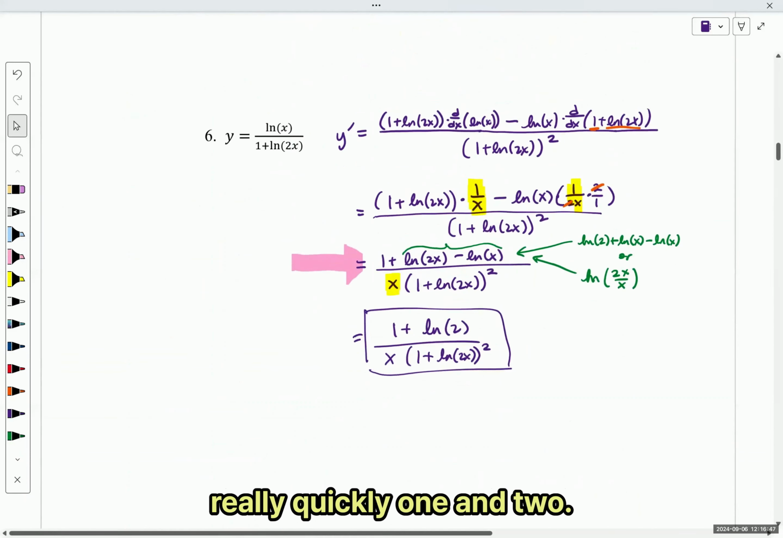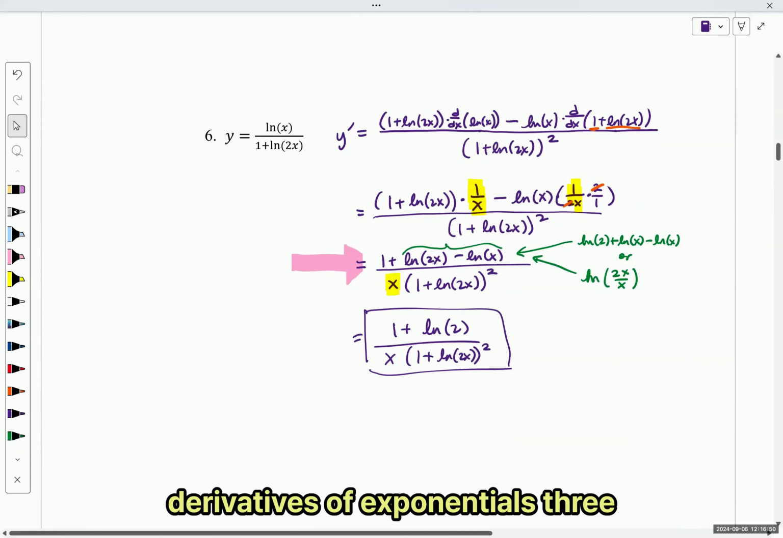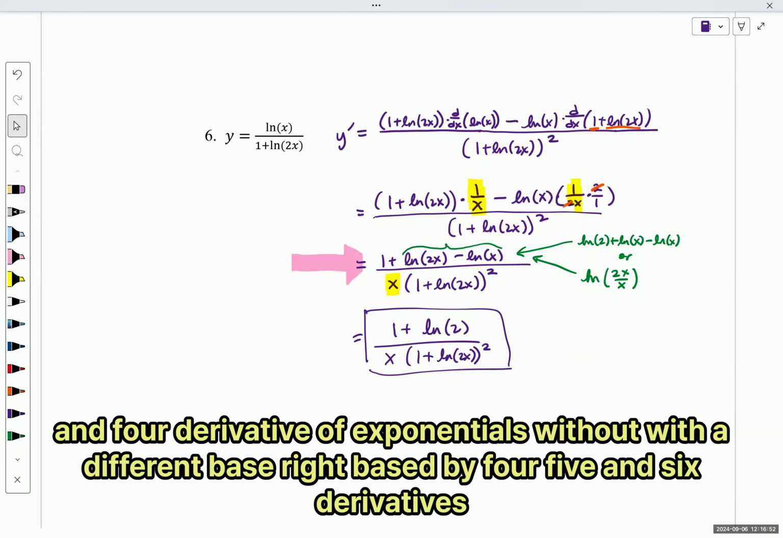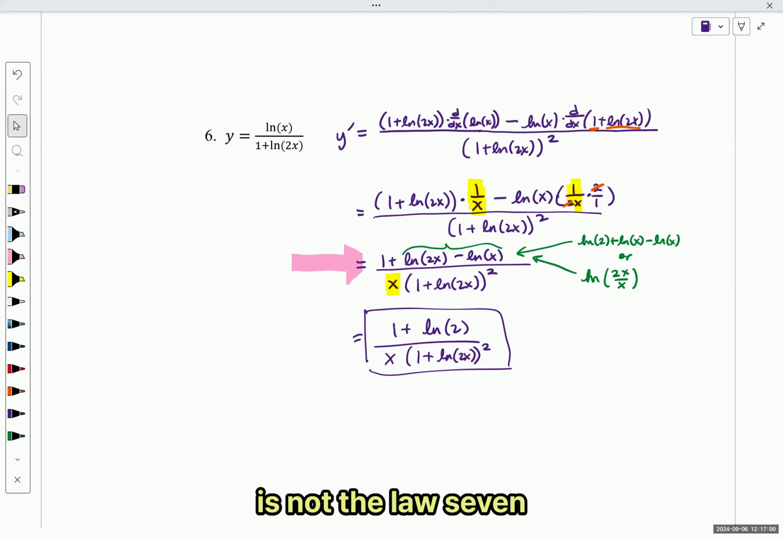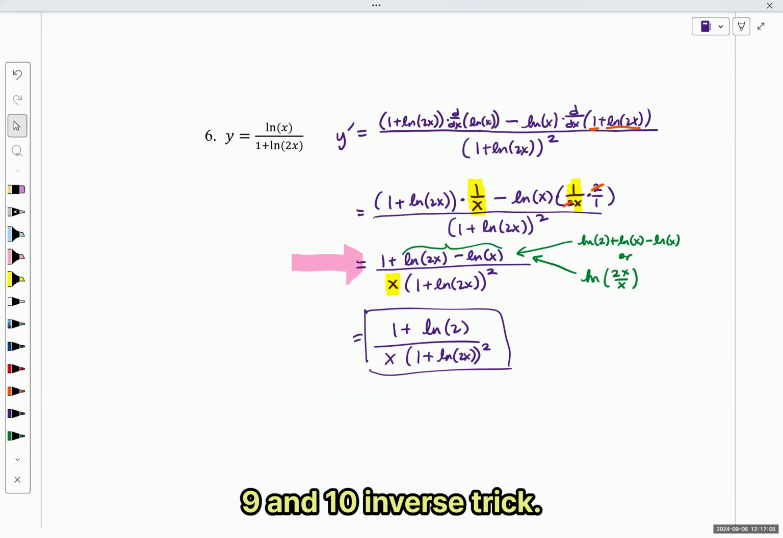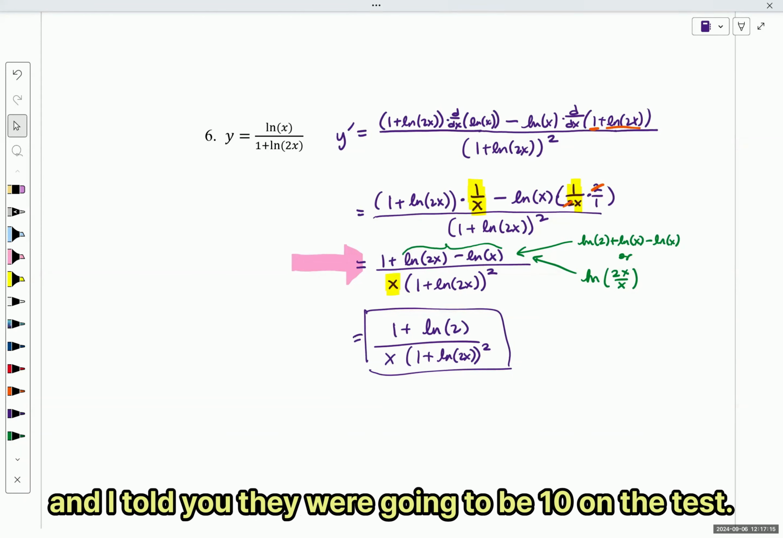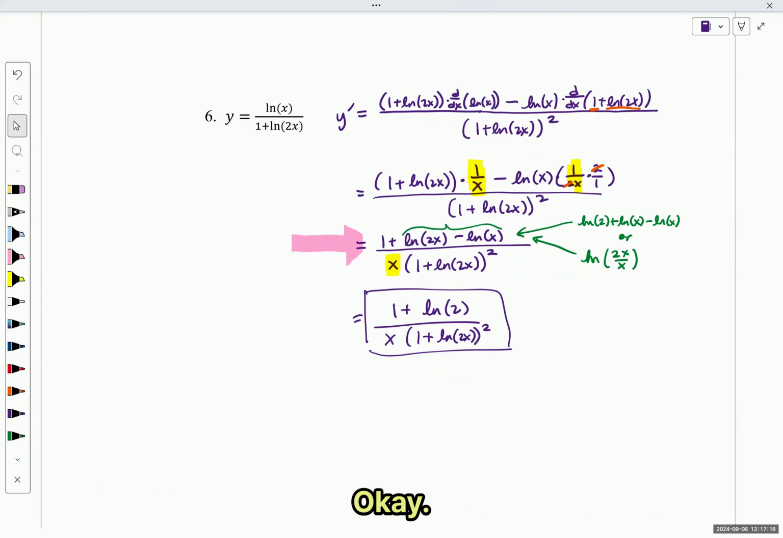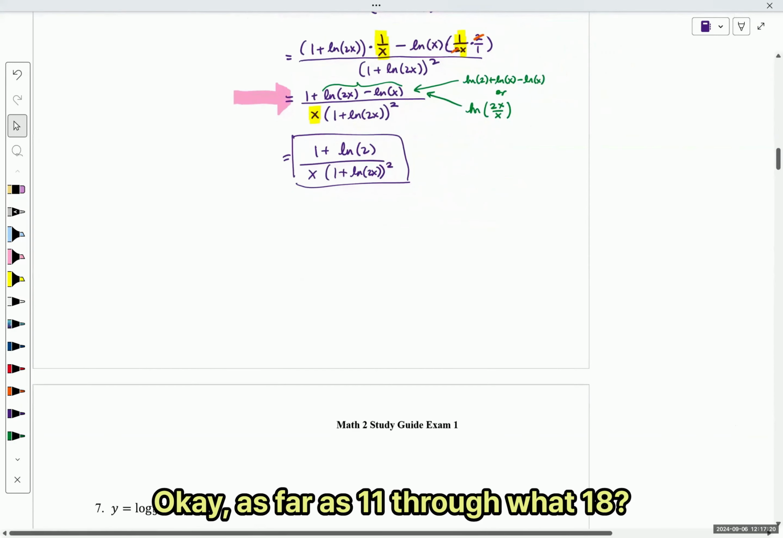Okay, I'm just gonna run through this really quickly. 1 and 2, derivatives of exponentials. 3 and 4, derivative of exponentials with a different base, right? Base 5, base 4. 5 and 6, derivatives of natural log. 7 and 8, derivatives of logs of other bases. 9 and 10, inverse trig. I did pair them together. That's why I said do all the even ones or do all the odd ones. Make your own test, right? It gives you 11 questions instead of 10. And I told you there were going to be 10 on the test. It's close.